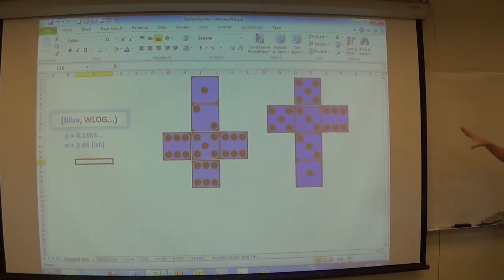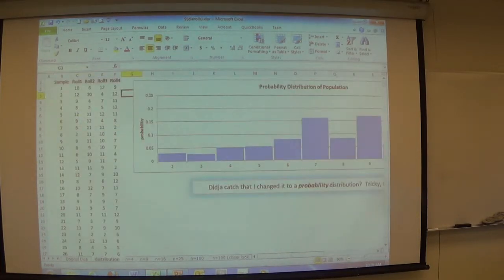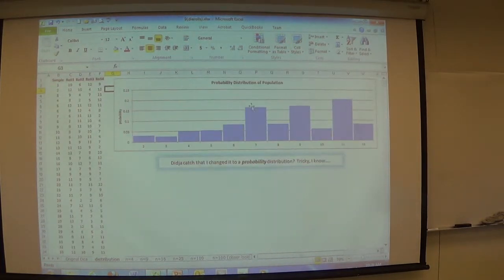That's what the blue dice looked like. Anybody that was rolling the blue dice, if you blew them out, they had 1, 2, and then a bunch of 6s and 5s. So if you remember, this is what the distribution looks like.